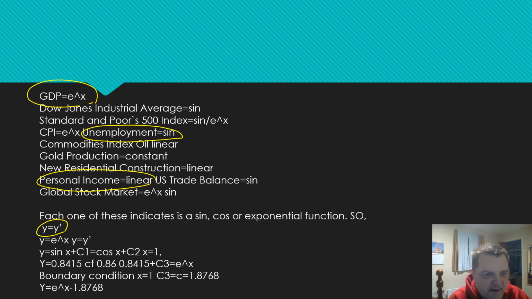Y equals y prime. Y equals sine of x plus the first constant equals cosine of x plus the second constant. X is equal to 1, y is equal to 0.8415, and that's pretty close to 0.86. Boundary condition, we let x equal 1, C3, third constant, is equal to 1.8768. Y is equal to e to the power x minus 1.8768.